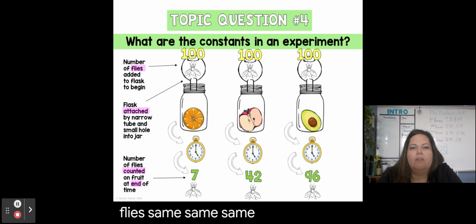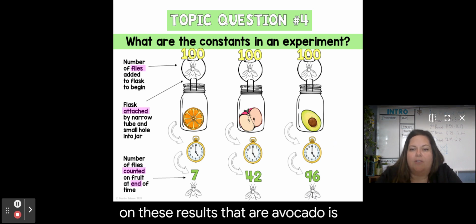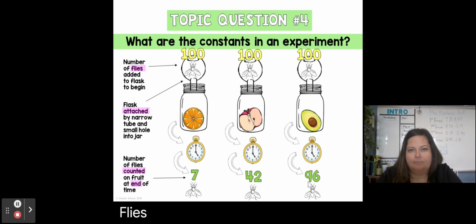The number of flies counted on fruit at the end of time. So we've got the same amount of time, okay? That's important. Again, that's a constant. And then we can see, based on these results, that our avocado is actually the most appealing to the flies. Okay.